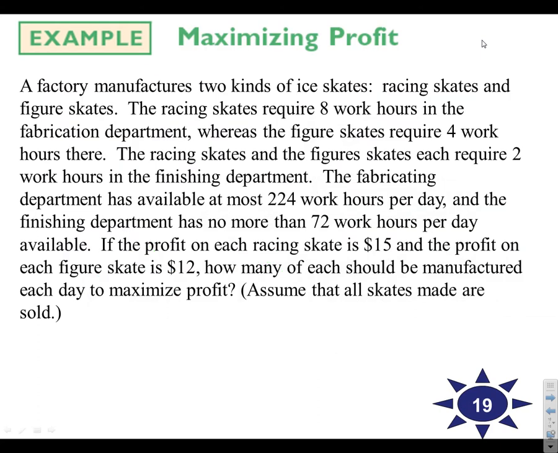Okay, last one. A factory manufactures 2 kinds of ice skates, racing and figure skates. The racing skate requires 8 work hours in the fabrication department, whereas the figure skate requires 4 work hours. Each of them requires 2 work hours in the finishing department. The fabricating department has available at most 224 work hours per day, and the finishing department has no more than 72 work hours per day.